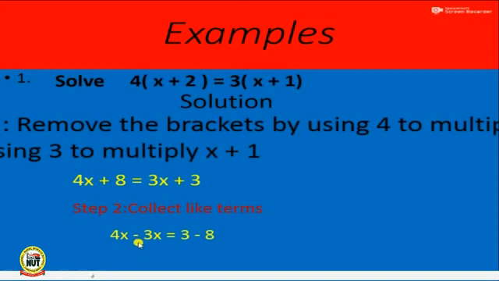That is what we mean by collecting like terms. Now collecting the like terms here, the 3x from the right hand side is plus.